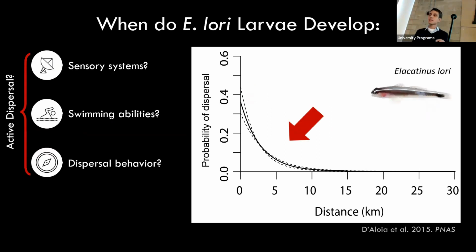Okay, so I was interested in determining when Elori larvae develop the sensory systems, swimming abilities, and behaviors that could help to explain this restricted pattern of dispersal for the species. To address these questions, especially those about larval behavior, we need to establish a source of live larvae. This has traditionally been a really challenging thing to do.